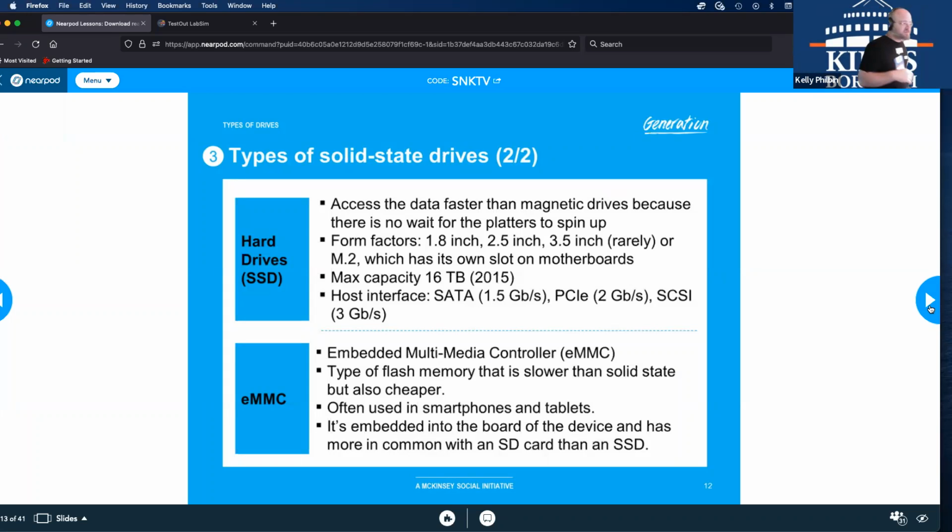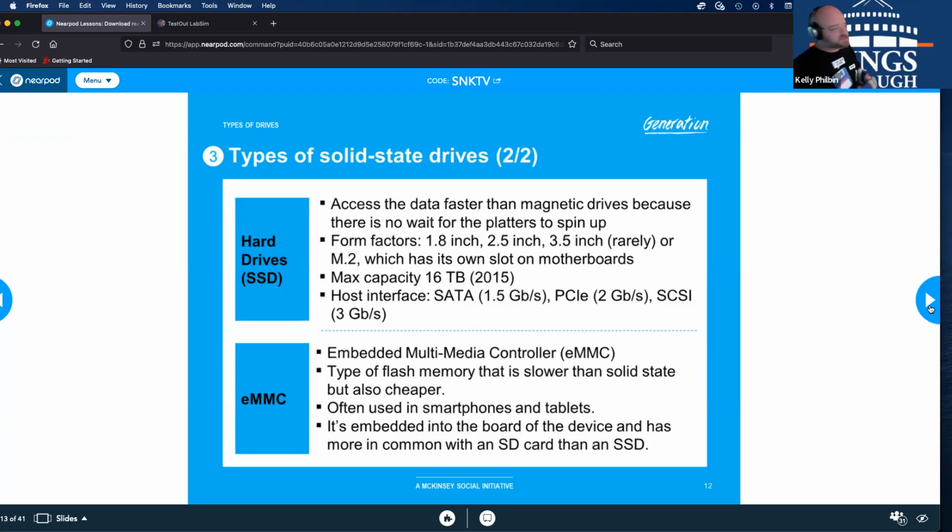Why do we have 2.5 and 3.5? In your standard desktop, drive bays are roughly 3.5 inch. So your 3.5 strictly go in standard PCs like towers or mini towers. In laptops, real estate is premium, so we need a smaller drive. You put the 2.5s in laptops. You can put the 2.5 in a tower. All you need is a physical adapter. It's a little plastic piece that you snap it into that allows you to slide it into the 3.5 bay. Max capacity is roughly about 16 terabytes as of 2015.